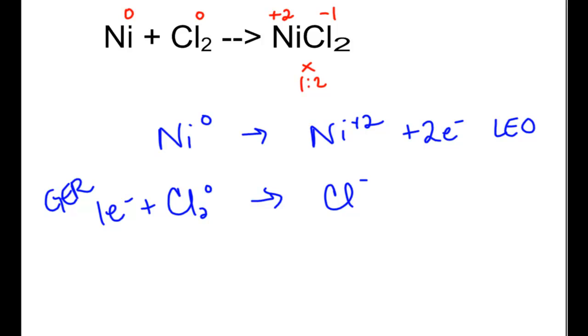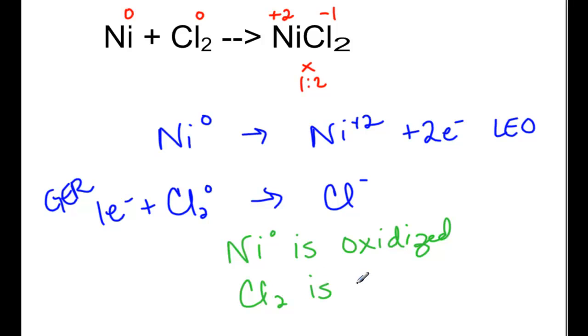All right, so if we're gonna answer this question, nickel is oxidized and chlorine is reduced.